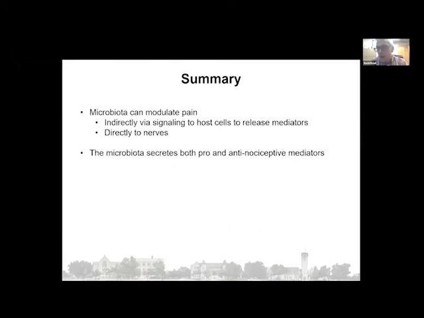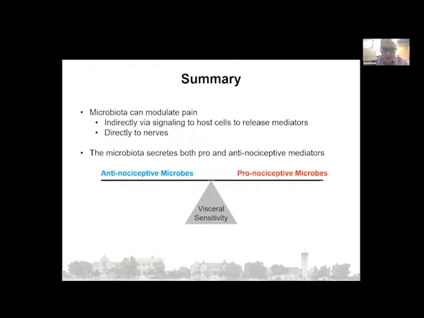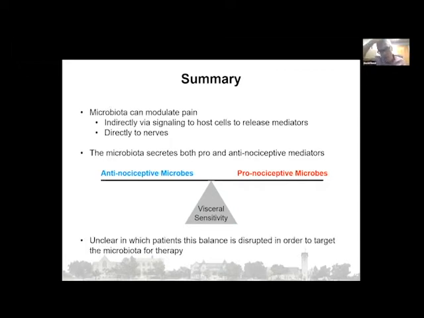So in summary, while we know the host plays a significant role in secreting mediators that can modulate visceral pain, there's growing evidence that the microbiota is also an important modulator of pain, either indirectly by signaling to these host cells to release their mediators, or by directly interacting with the nerves themselves. So the microbiota secretes both pro- and anti-nociceptive mediators, and it's a teeter-totter balance between the anti-nociceptive and pro-nociceptive in terms of the effect on visceral sensitivity, but it's unclear in which patients this balance is disrupted, so that we can really target those people for a microbiota therapy.